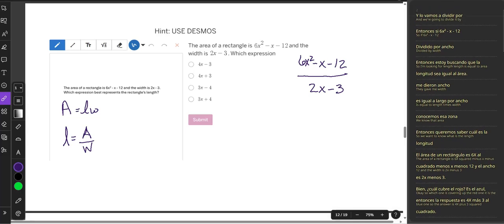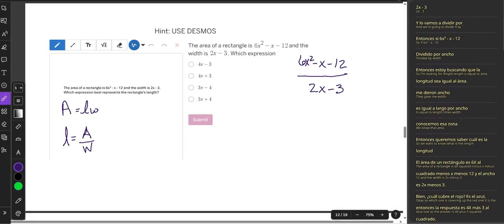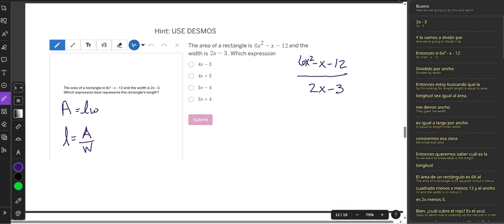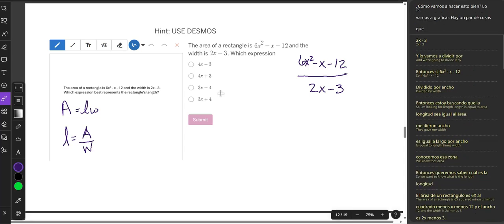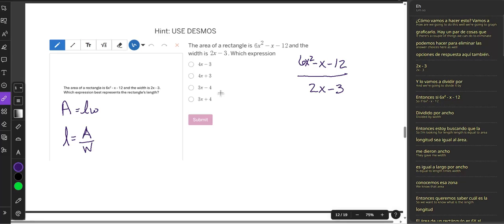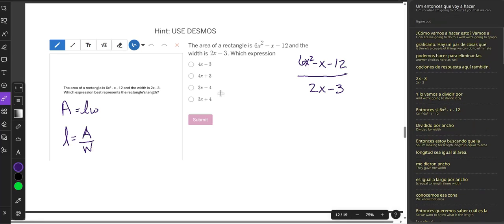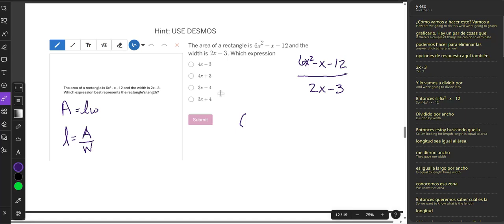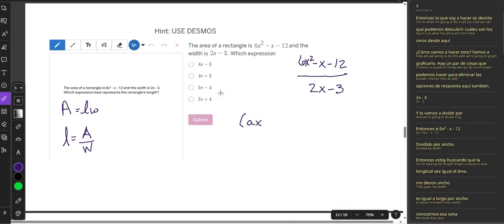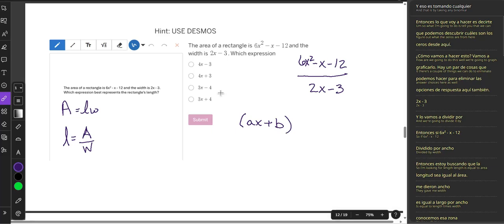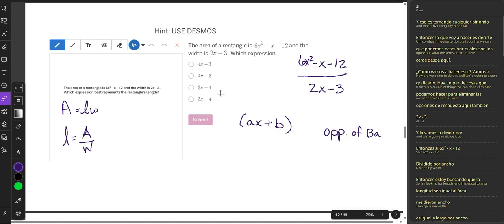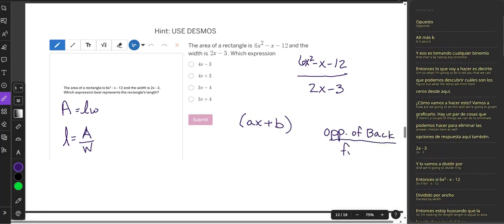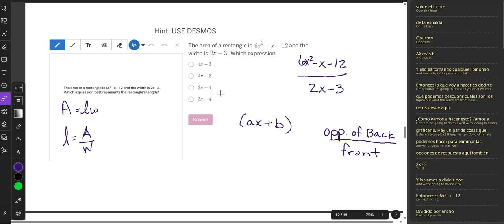Okay. Now, how are we going to do this? Well, we're going to graph it. There's a couple of things we can do to eliminate answer choices here as well. So what I'm going to do is tell you that we can figure out what the zeros are from here. And that is by taking any binomial, so let's see, ax plus b. If we take the opposite of the back over the front, we can get what the zero would be.